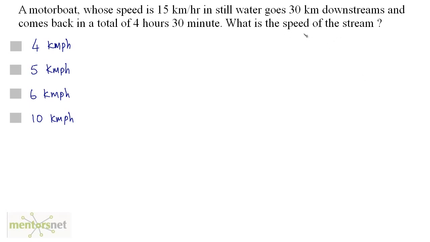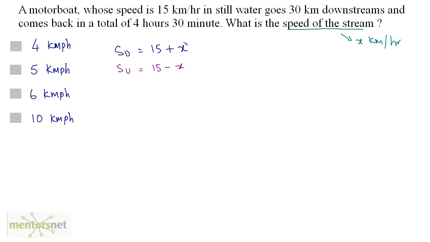Now let the speed of the stream be x kilometers per hour. So the downstream speed will be equal to the addition of the speed of the stream and the speed of the boat in still water, and that's 15 plus x kilometers per hour. Now the upstream speed will be the speed of the boat in still water, that is 15, minus the speed of the stream, minus x. So we have the downstream speed and the upstream speed.